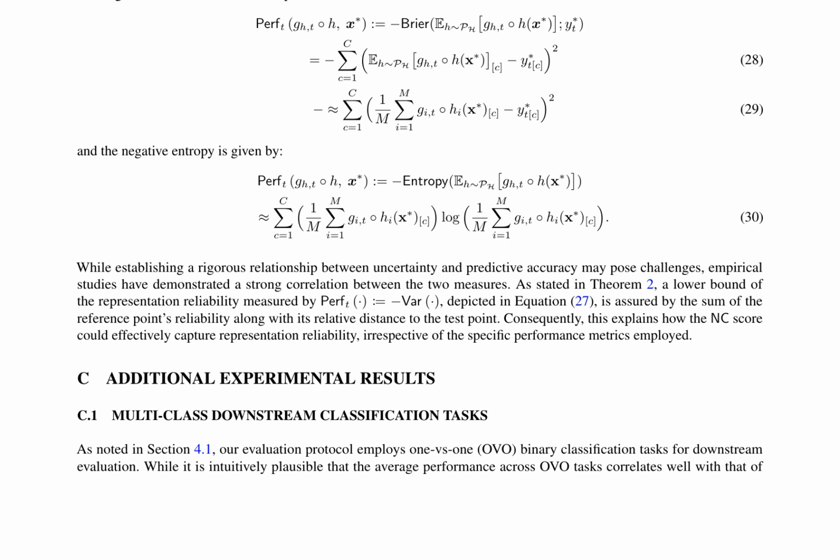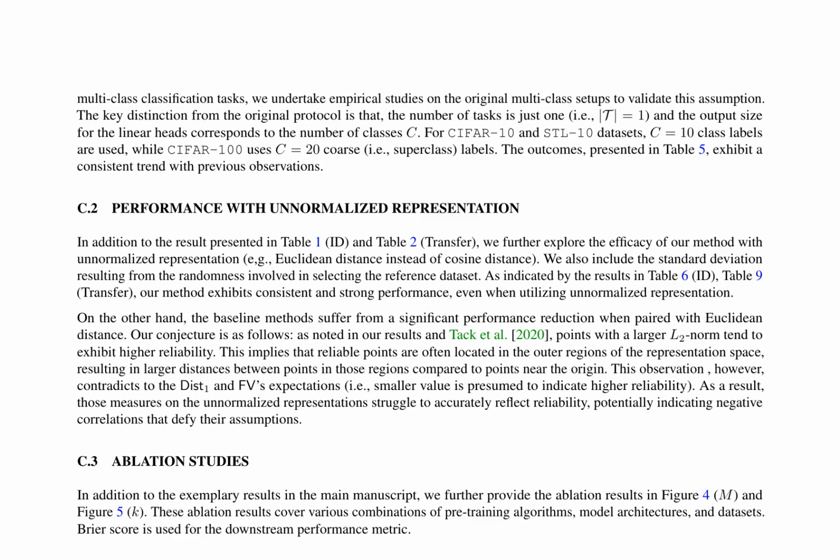Additional experimental results. Multiclass downstream classification tasks. The evaluation protocol employs one-vs-one (OVO) binary classification tasks for downstream evaluation. The average performance across OVO tasks is expected to correlate well with that of the multiclass classification task. In the context of multiclass classification tasks, empirical studies are conducted on the original multiclass setups to validate the assumption that the proposed method is effective.